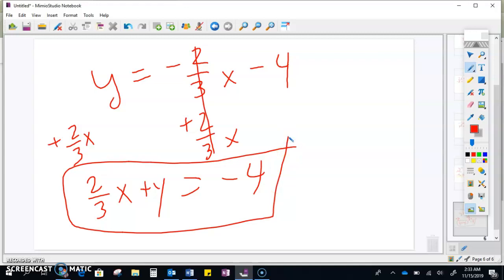So really today I want to focus on just converting equations from standard form to slope-intercept form and from slope-intercept form to standard form.